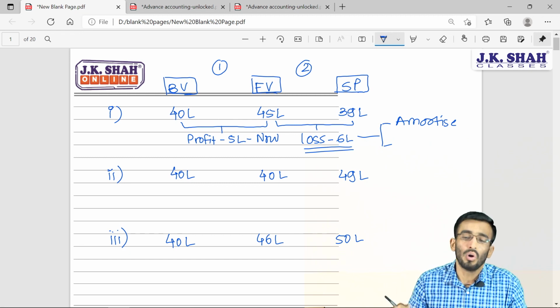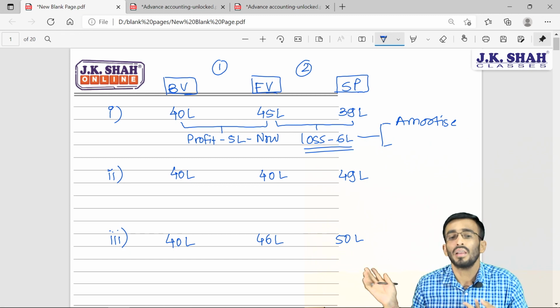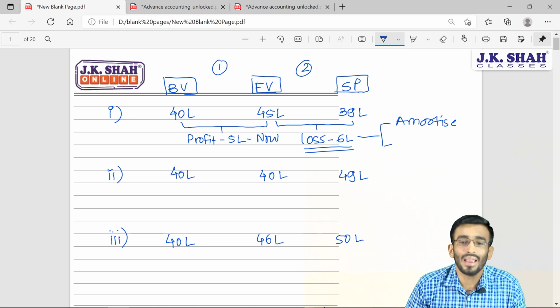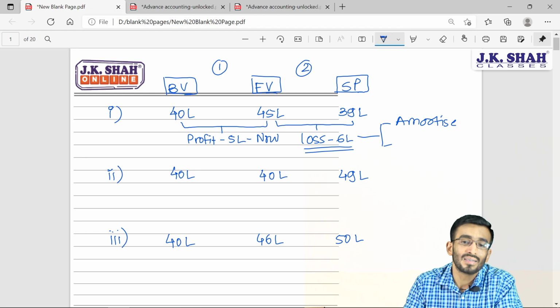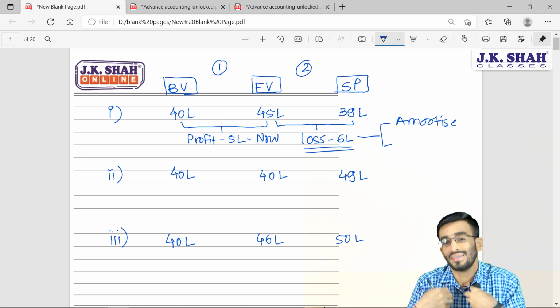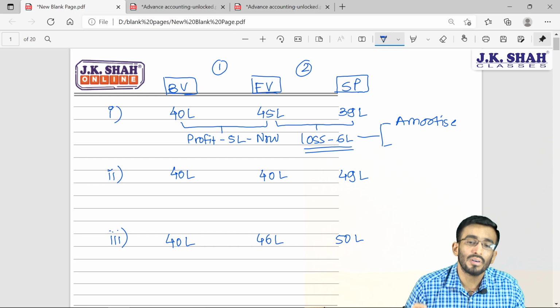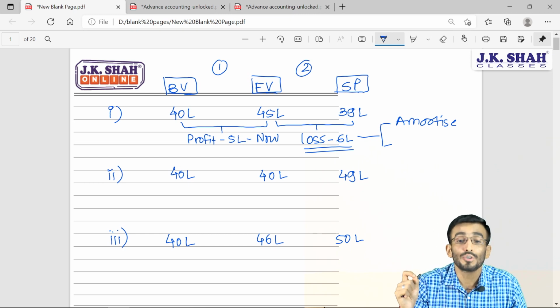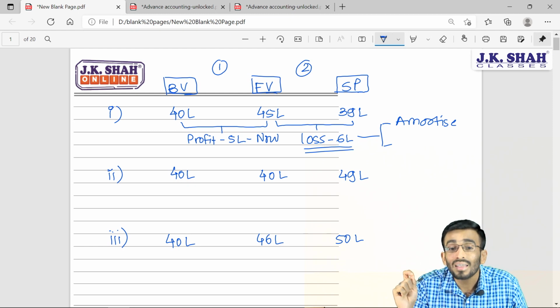What will I do? Okay, in the market it is available for 45 lakhs, but I am not able to get that asset on lease back in the market. So I am selling this asset to the lessor who will lease that asset back to me on operating lease, but that person is giving me only 39 lakhs. So he is capitalizing on this situation.